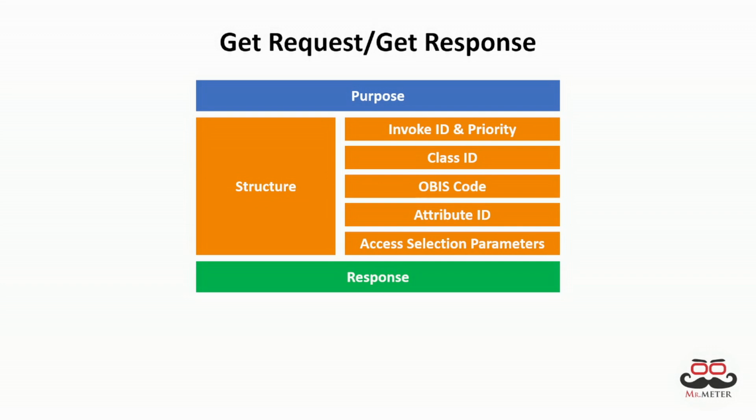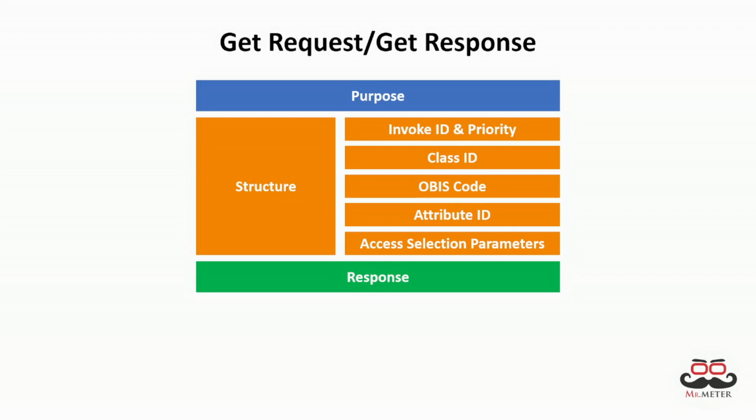Okay. The purpose of the GET request and its response is that we want to have the value of a certain attribute of a certain object in a certain class ID. For example, we want to have the time zone value of the clock. So we will have to send the structure you see to the meter.